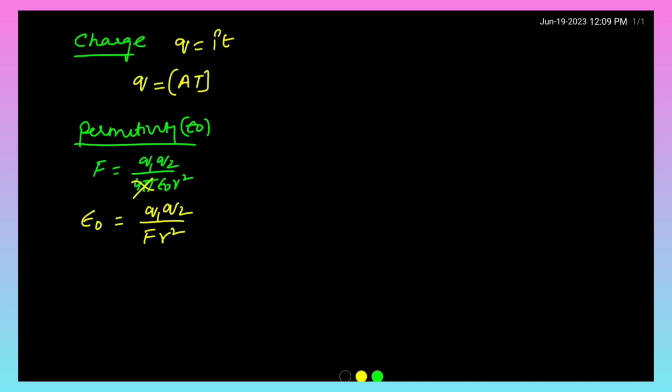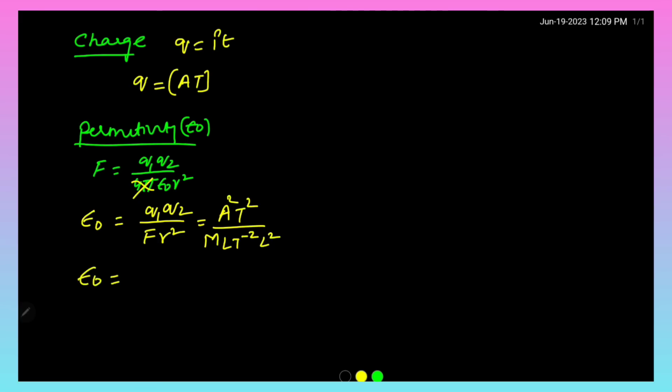So there are two Q's here, so we can write this as A square T square in the numerator. Force means mass into acceleration, so we write M. Acceleration is LT power minus 2, and R is nothing but the distance, which is nothing but the length here. We can take it as L square here. Okay, so now how are you going to write the dimensional formula for epsilon naught?